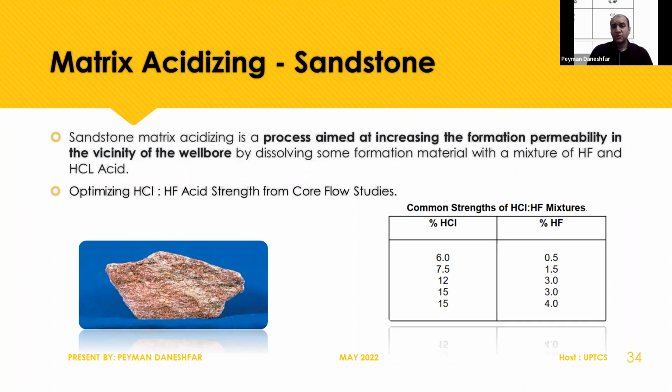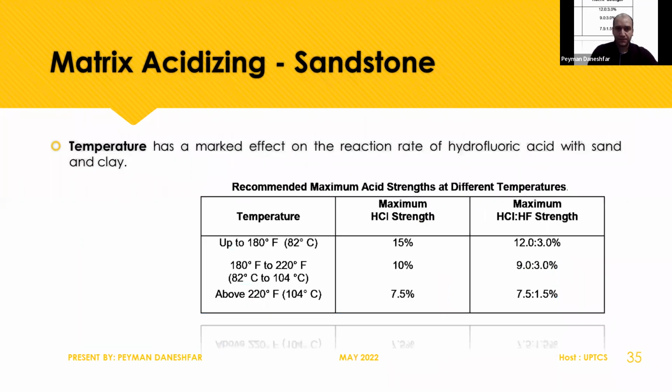One of the important parameters that helps us find the best mixture of HCl and HF acid is temperature. Temperature has a marked effect on the reaction rate of hydrofluoric acid with sand and clay. If you see, our maximum strength of HCl acid is 15%, 10%, and 7.5%.